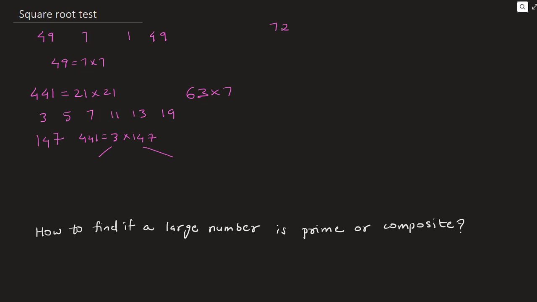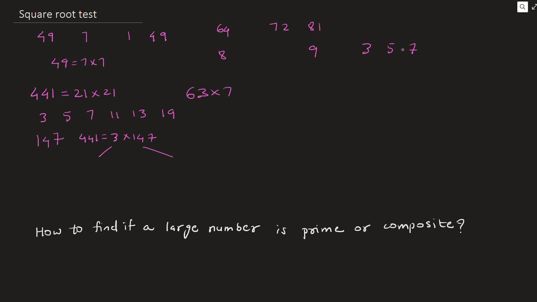Say I have a number 72 and it is not a perfect square, but it is between two perfect squares, that is 64 and 81. Square root of 64 is 8 and square root of 81 is 9. So here the approximate square root of 72 is between 8 and 9.